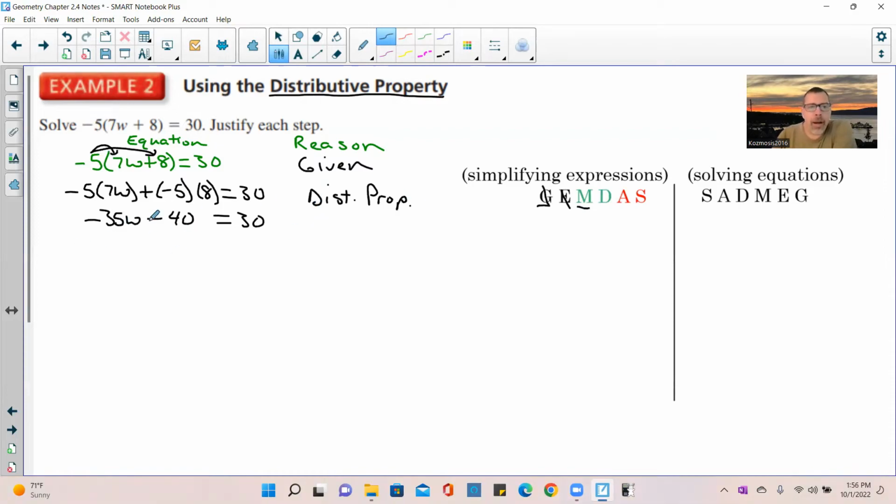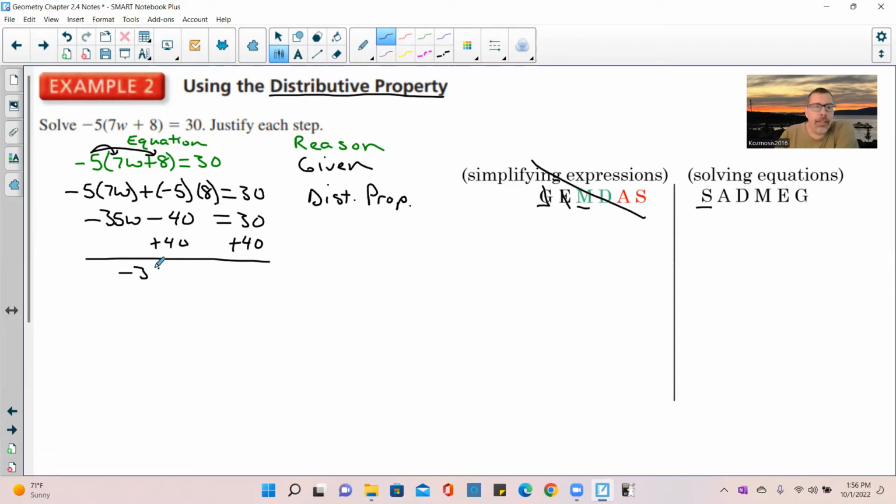Okay, and now we cannot simplify the left side anymore. 35w and 40 cannot be combined. It is an expression that cannot be simplified. We now are done with this side entirely, and now we're over here. Do we have any subtraction? Yes, we do. It is right there. So we're going to do the inverse operation of subtraction, which is addition. What you do to one side, you must do to the other to keep the equation equal or level.